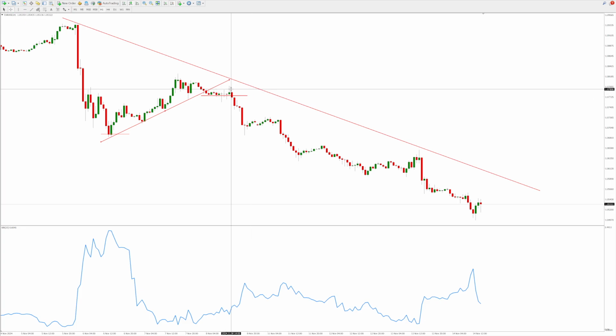Stop loss I would have placed above the high here, so you're looking around 15 pips. And as price fell down, I'd just be moving the stop loss to break even initially, then above the highs, just to trail the price as much as possible to maximize each move.